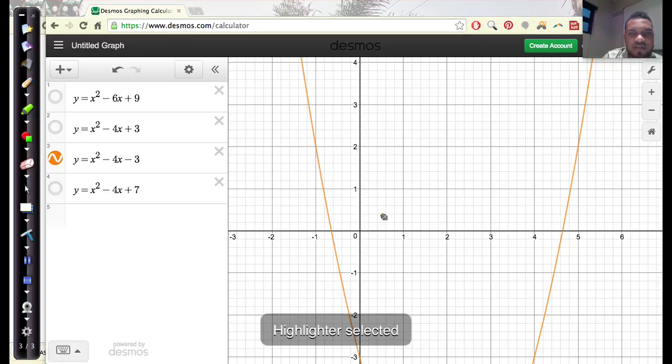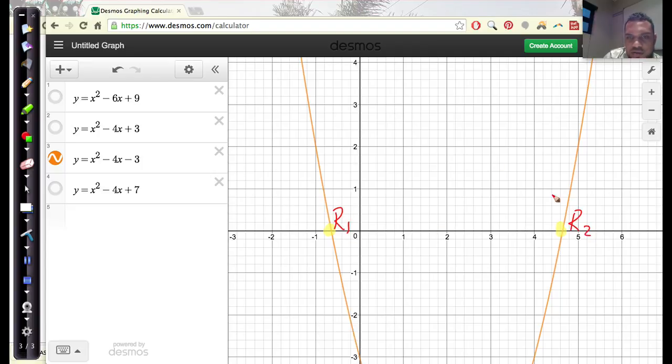Okay, so let's highlight the roots. The first root is over there, just before -1. The other root is just before 5. And if I look at that, I'm going to call this R1, and I'm going to call this R2. And I'm going to say that this curve also has 2 roots, or 2 x-intercepts.